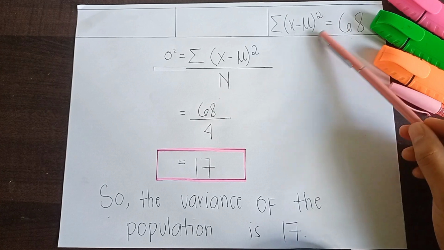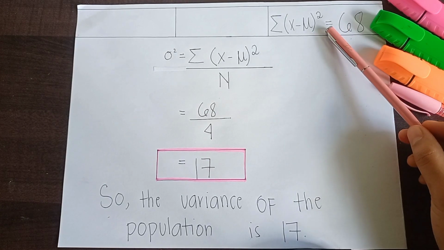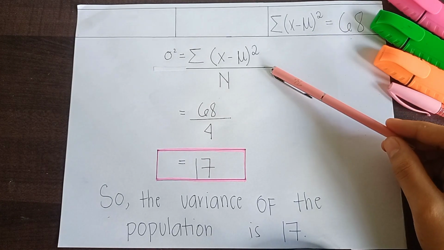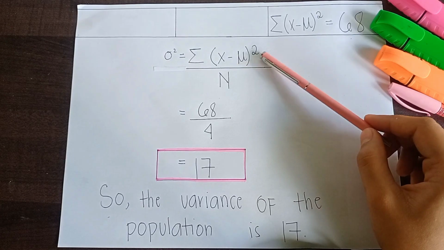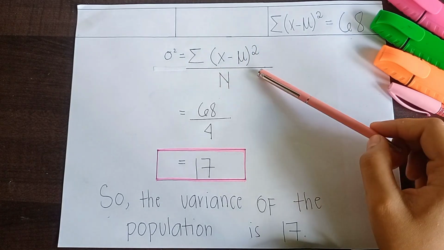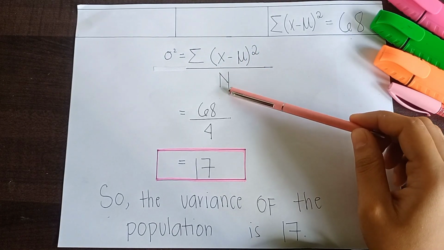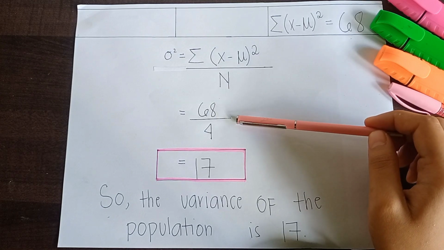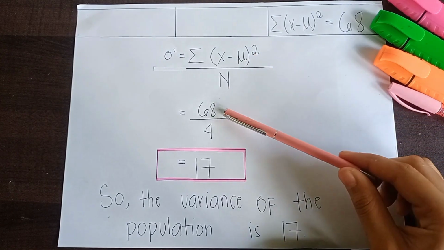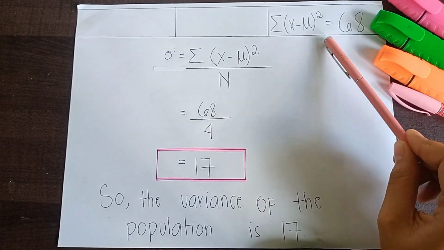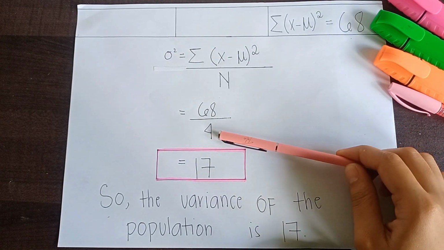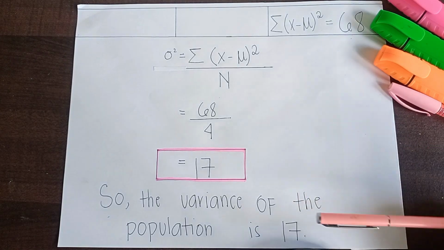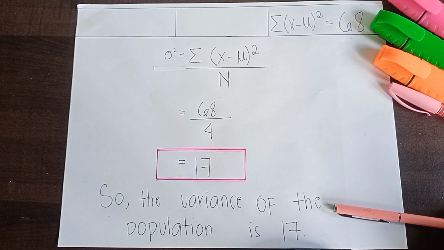Because we have the value of this, we can now solve for the variance of the population. The formula for the variance of the population is sigma squared equals summation of x minus population mean squared divided by n. We will just simply substitute this to have the answer. So we have 68 from our summation earlier and 4 from the number of elements. Dividing this, we have 17. So the variance of the population is 17.